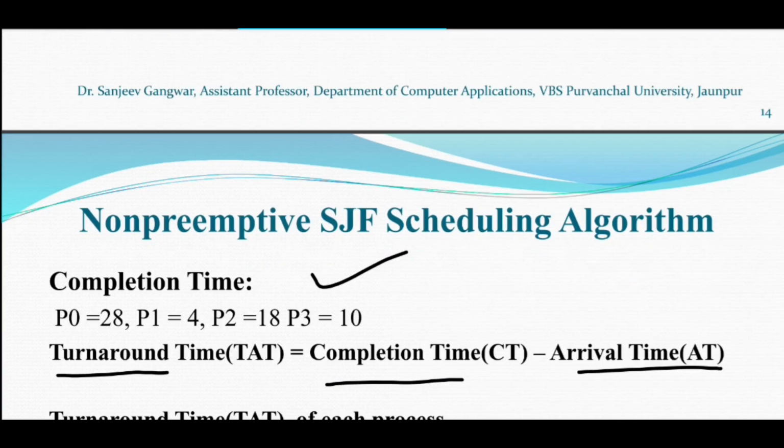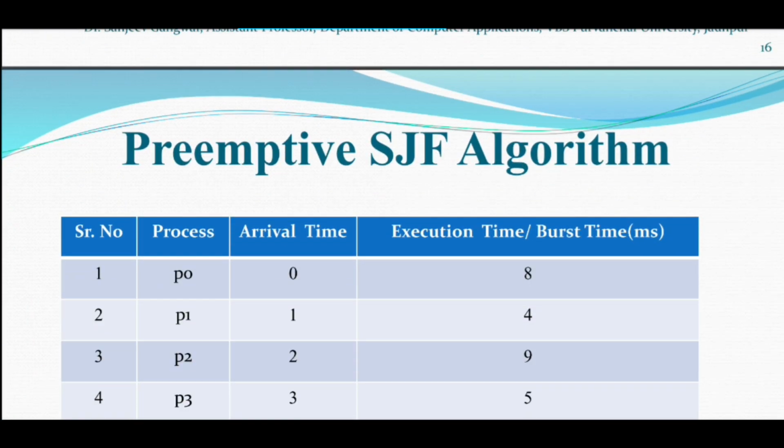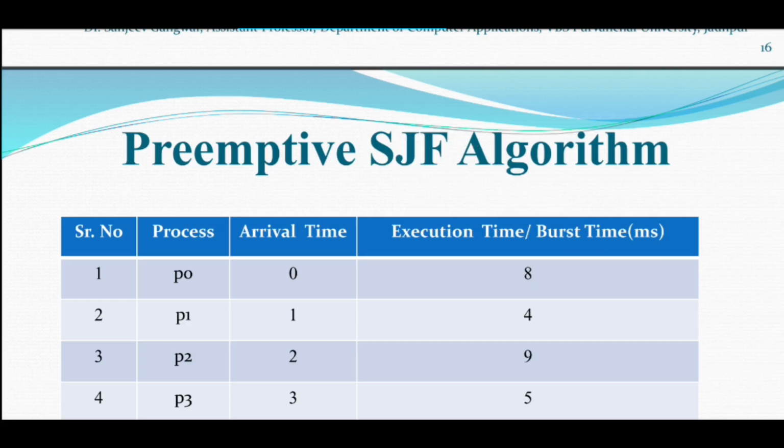Then here is an important part, preemptive shortest job first. This is very important. This algorithm is also known as SRTF, shortest remaining time first. The preemptive SJF algorithm is called shortest remaining time first. Okay, let's move on.